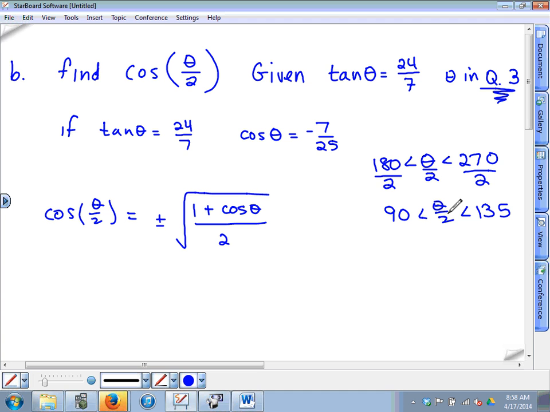Now think carefully, you guys. Theta over 2 is in quadrant 2, and we're taking the cosine of theta over 2, which is in the second quadrant. The cosine in the second quadrant is negative. So this is going to be negative square root of (1 plus negative 7/25) over 2. Because remember, cosine is negative 7/25.